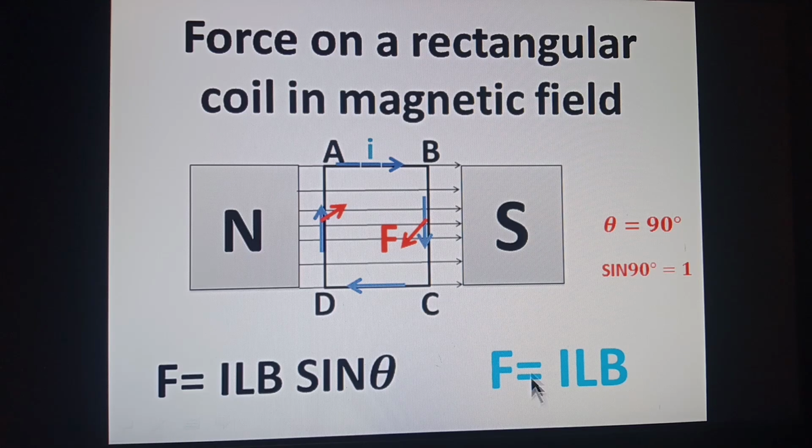So this is all about how the magnetic field exerts force on a rectangular coil that is placed in it, and the coil is capable of turning about a fixed point. I hope it is clear.